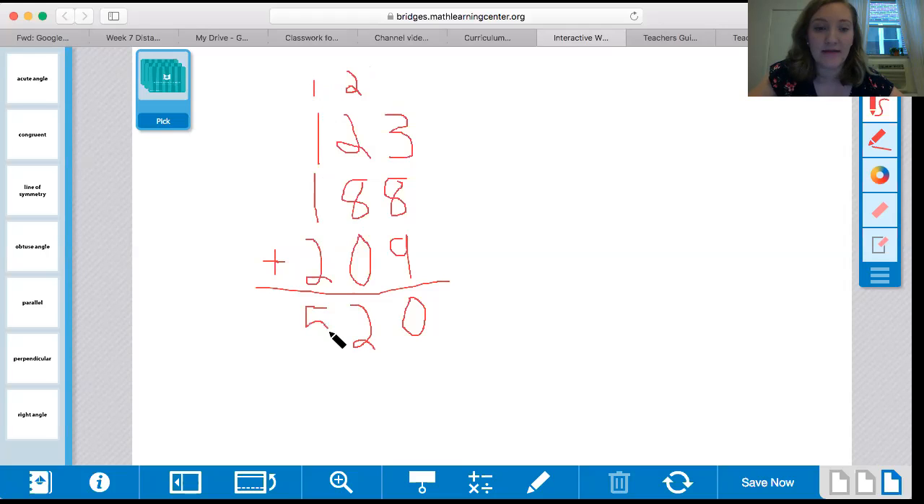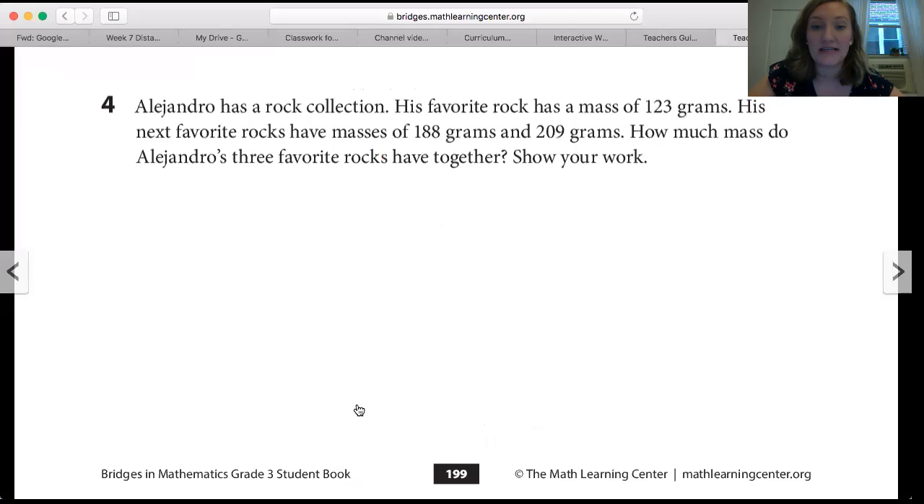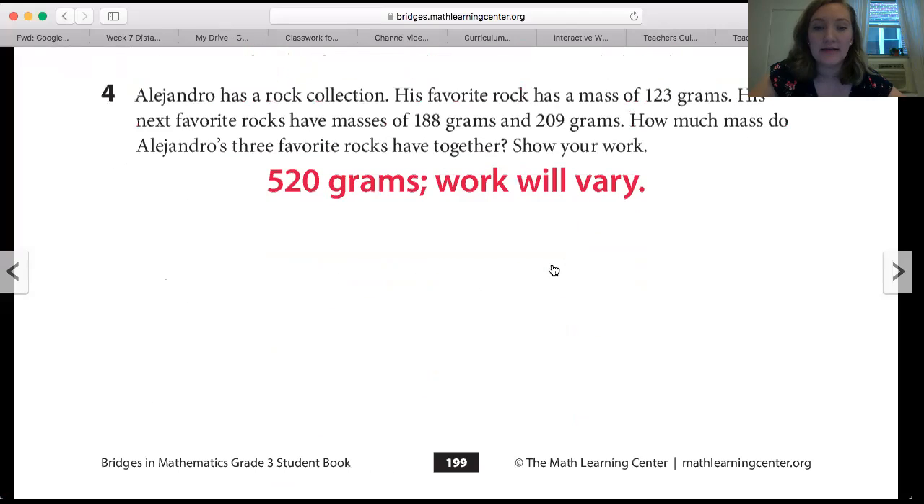Right, it is 5. Good job. 520 what? G for grams. That's going to be your answer. 520 grams is how much his rocks weigh all together. And look, we can even check our answer. Yes, 520 grams. Good job.